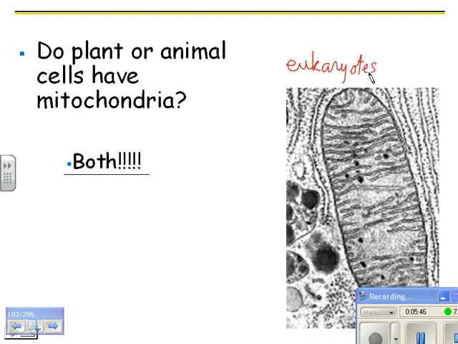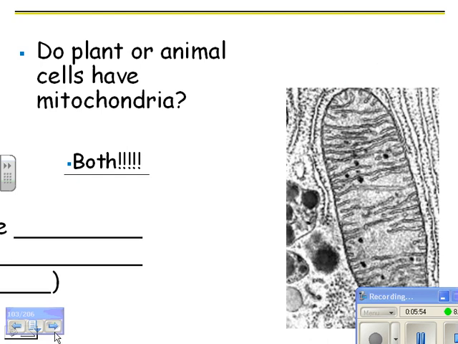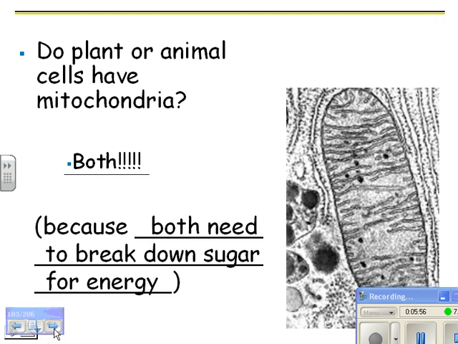So it begs the question kind of, what do bacteria do? Well, they have other processes, but they certainly don't have any mitochondria to do this for them. So they are not as cool as you are. Because plants and animals and fungi and protists for that matter all need to break down sugar for energy.